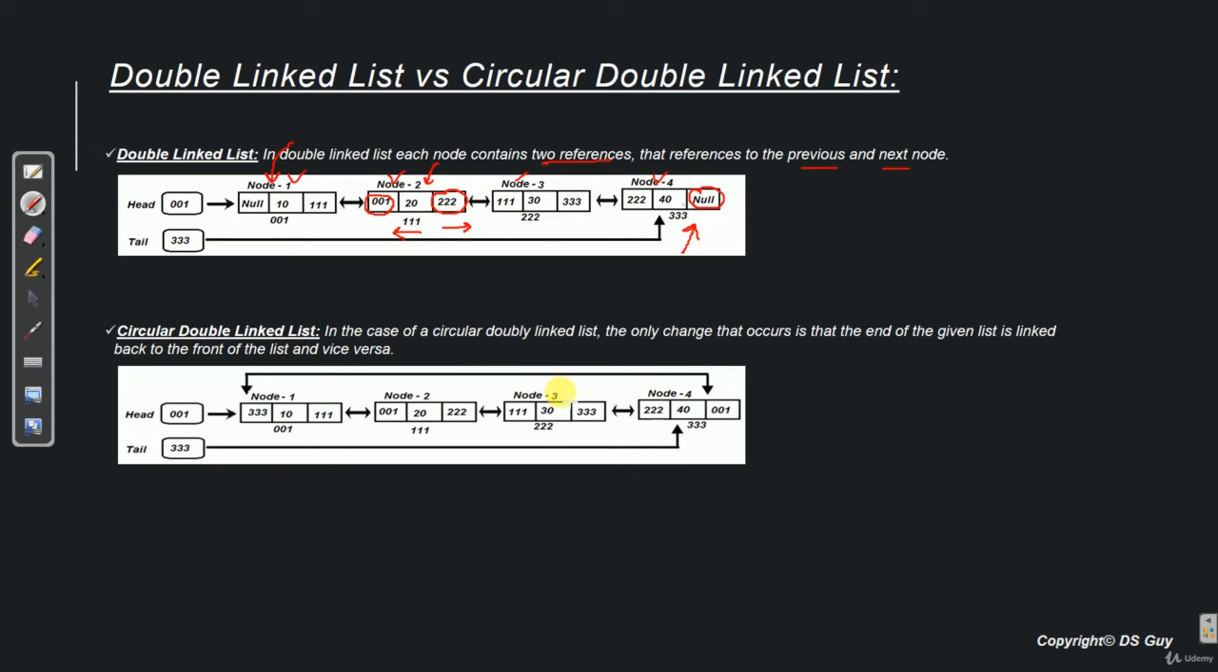Now to solve this problem we have circular double linked list, which is exactly same as double linked list. The only difference is the last node now starts referring to the first node, whereas the first node also refers to the last node. Hence we can jump directly from node 4 to node 1 and node 1 to node 4. Now to see more interesting example on this, please see the introduction video. So now that we have quickly recapped what is a circular double linked list and how is it different from a double linked list, let's start learning it.